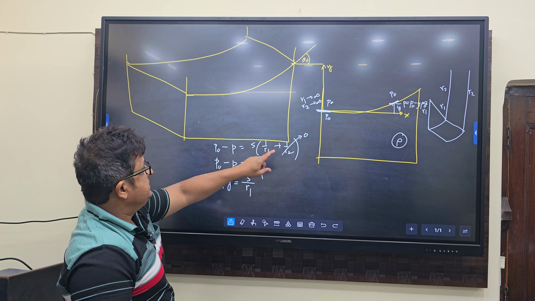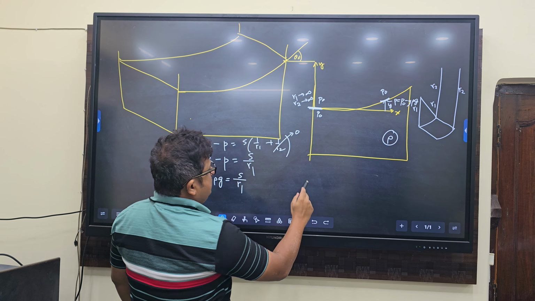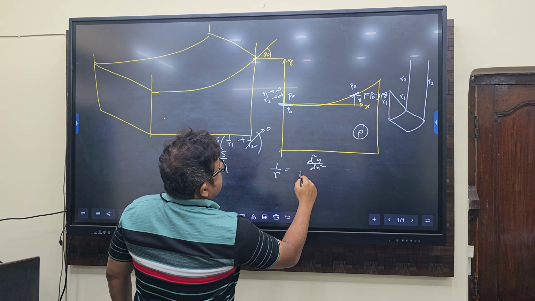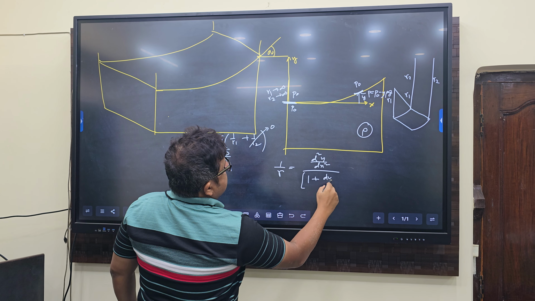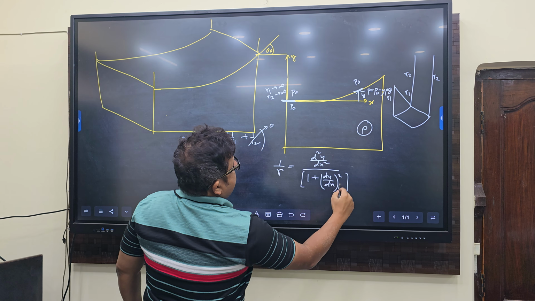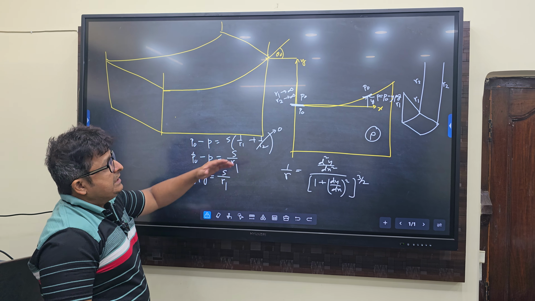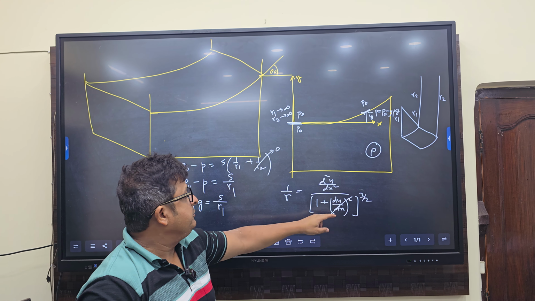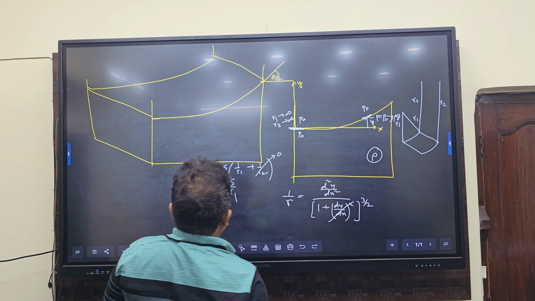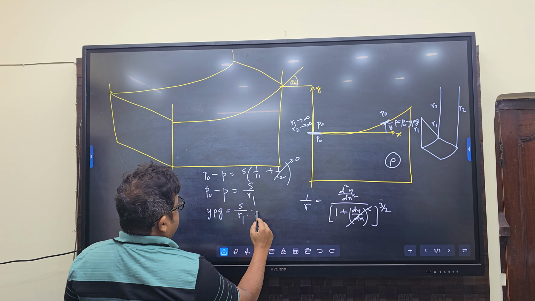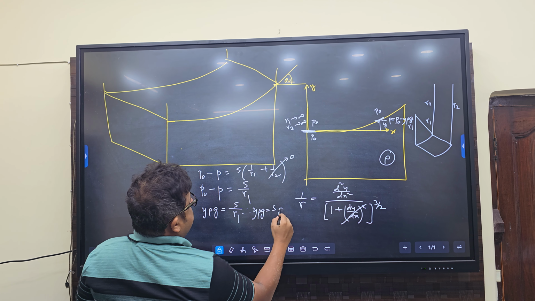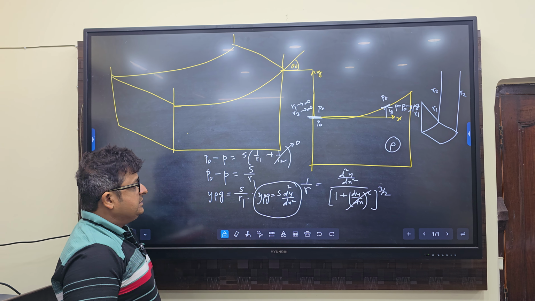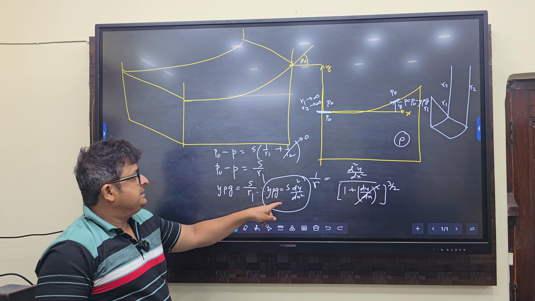S is the coefficient of surface tension of the liquid, and you know the formula for radius of curvature: 1 by R is d2y by dx2 divided by 1 plus dy by dx whole square to the power 3 by 2. Here it is given that the slope of this surface is very, very small, so we can neglect dy by dx. So 1 by R is d2y by dx2. Therefore we can write Y rho g is equal to S into d2y by dx2. So this was the question, and this is the answer.